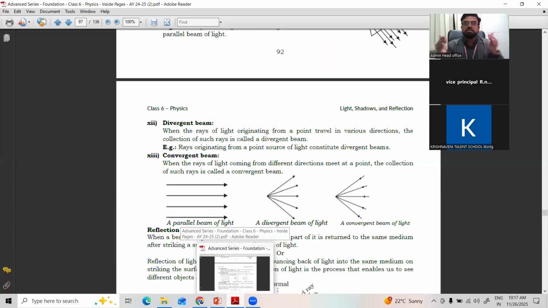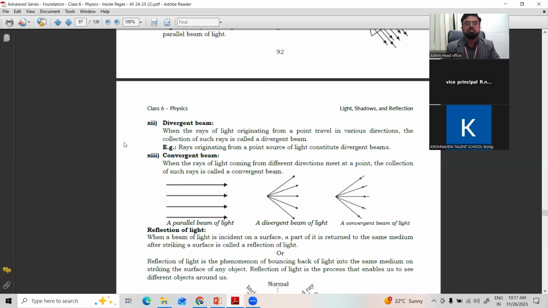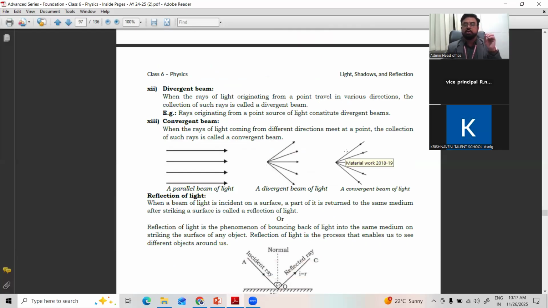divergent beam of light, convergent beam of light. These are the total terms related to light. So when you understand light or a light ray, you should know about all these points. These are commonly used terms in our subject. In day-to-day life, we may not use them, we'll just observe them.